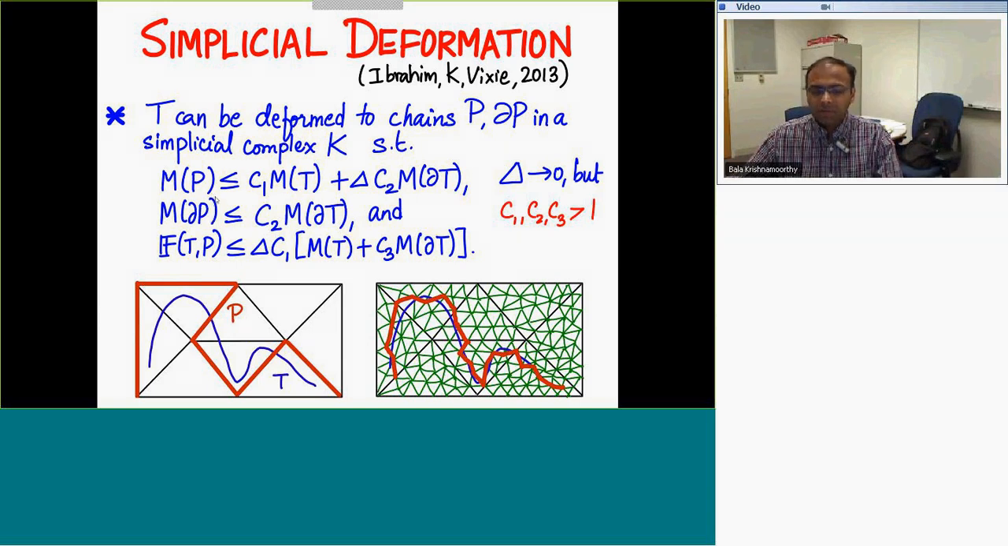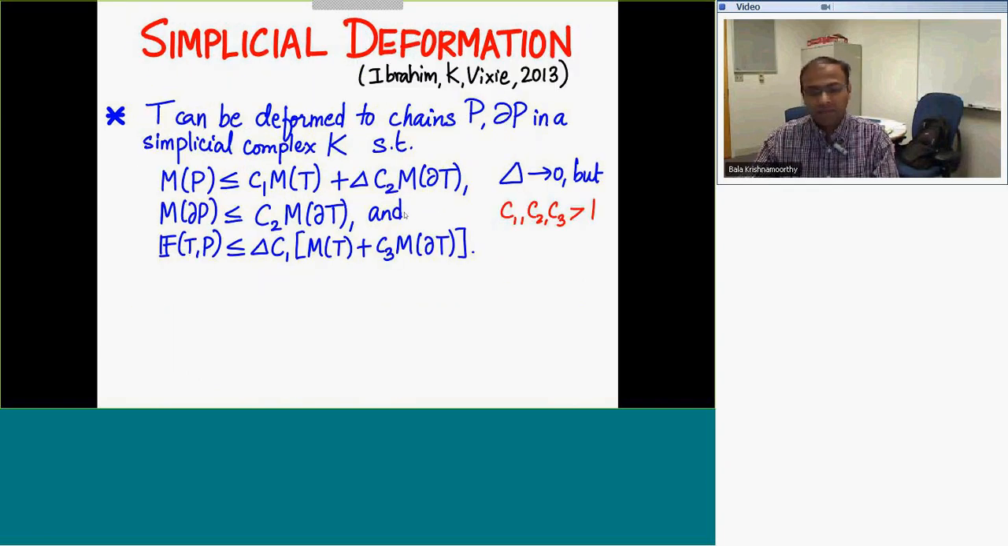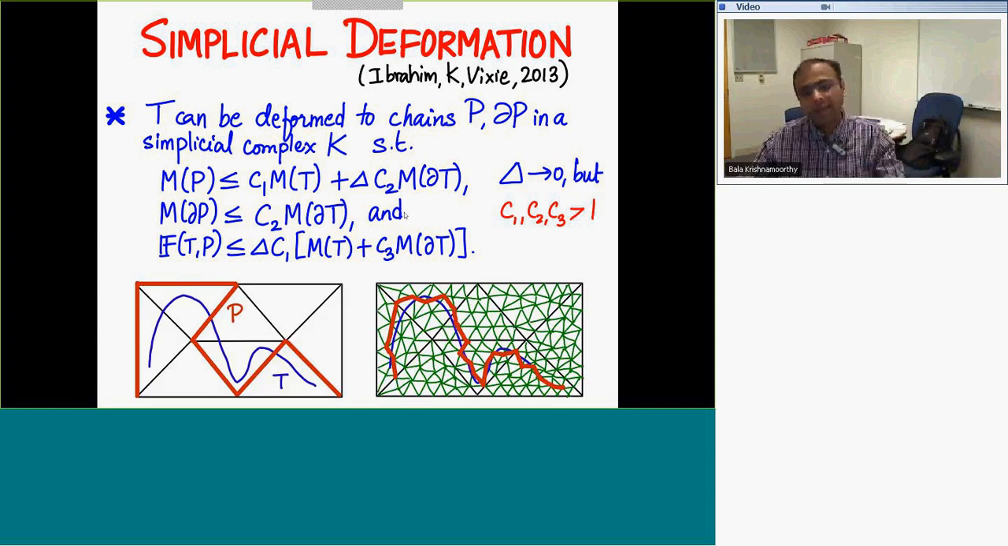We want something like the previous case where the mass expansion is additive. So just simplicial deformation won't get us where we want to go. So we have the polyhedral approximation, and then of course the integral result we have in the simplicial setting. So we have to do the simplicial setting via the polyhedral approximation.